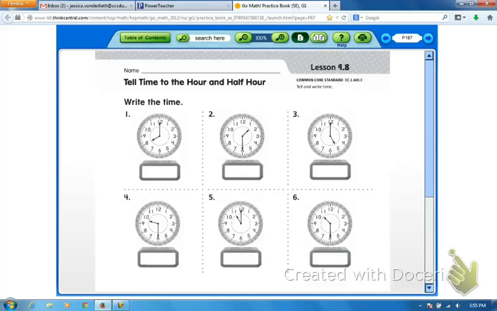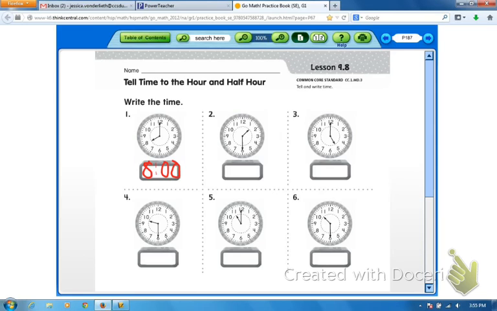So we can see that on number 1, if it is to the hour, the hour hand is exactly on the 8. The minute hand is all the way up at the 12. So we would write that as 8 o'clock.